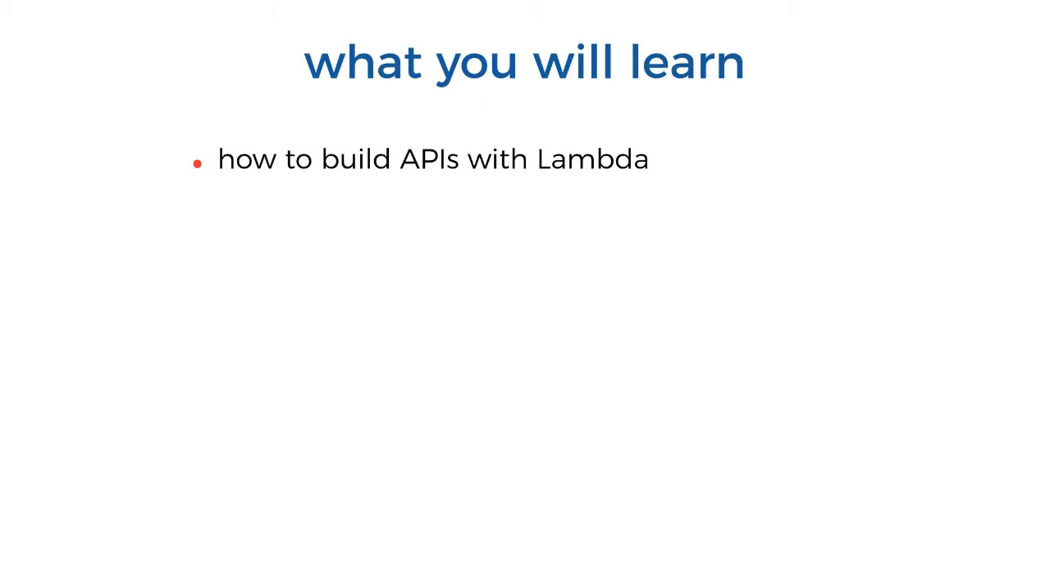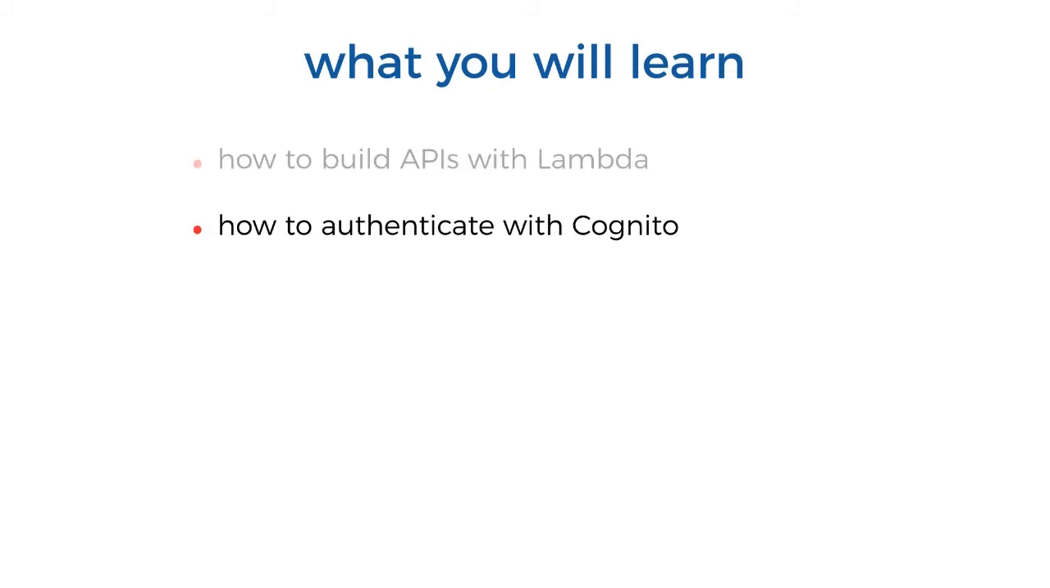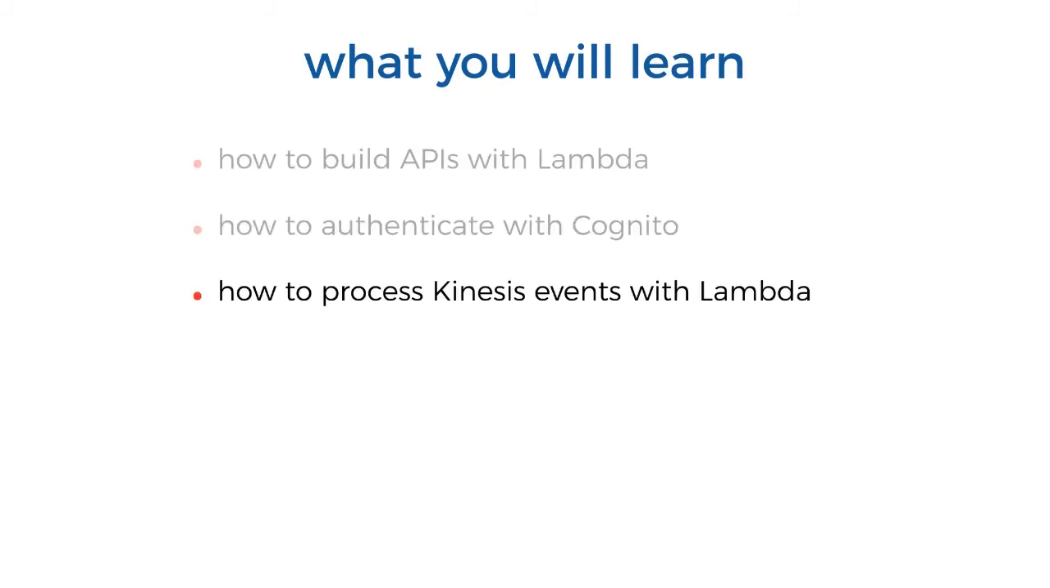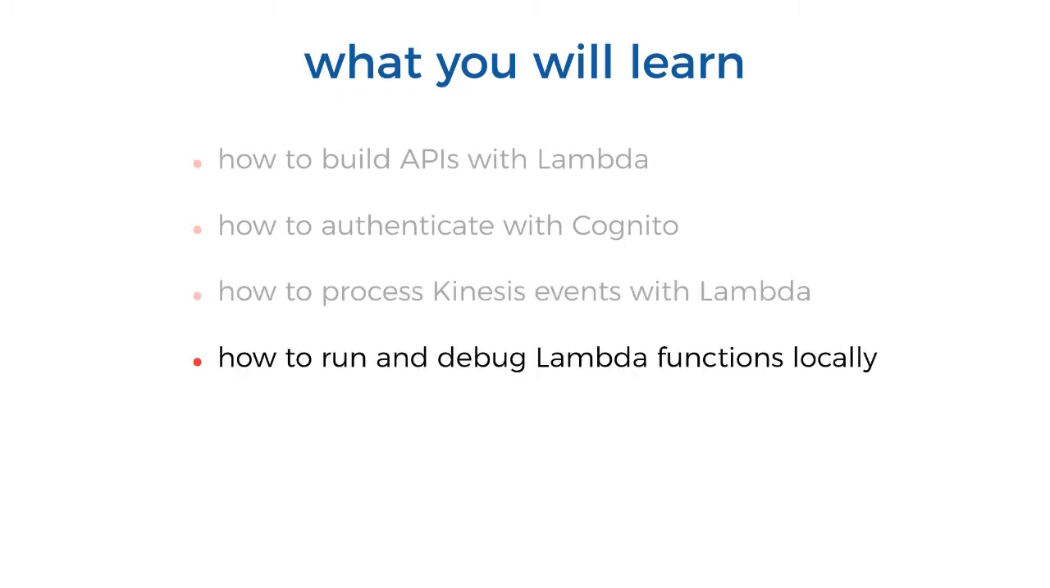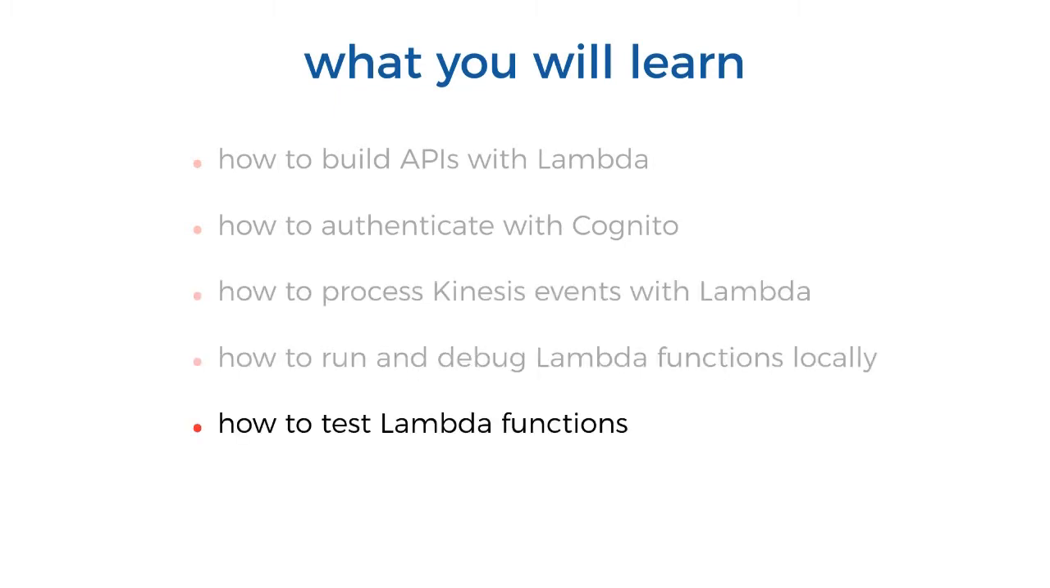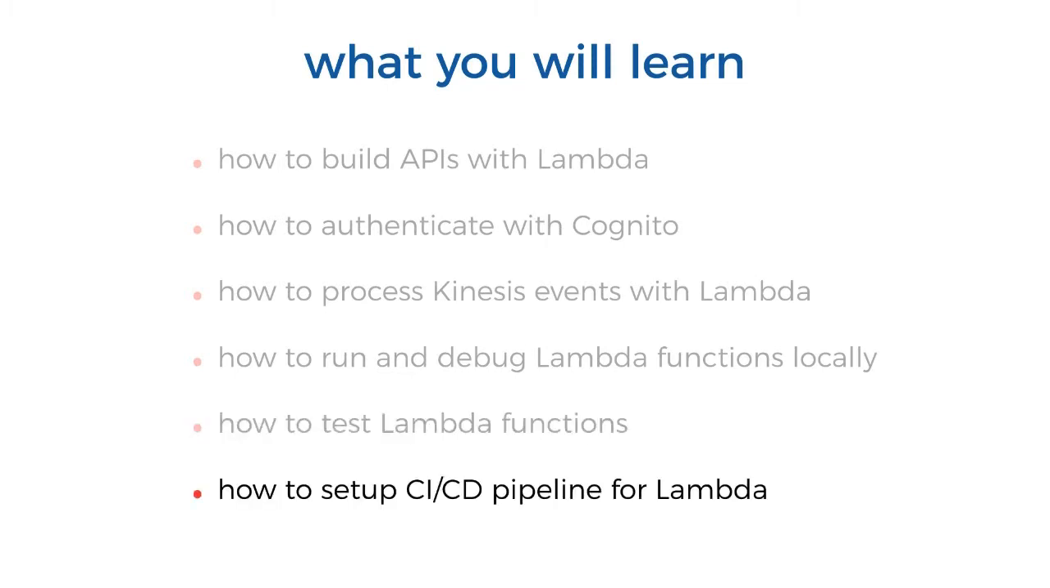You will learn how to create and deploy APIs with API Gateway and Lambda, and how to implement authentication with Cognito. We'll process events in real time with Kinesis and Lambda, and I'll show you how to locally run and debug your Lambda functions, how to write automated tests for them, and how to set up a continuous integration and delivery pipeline for all our functions.